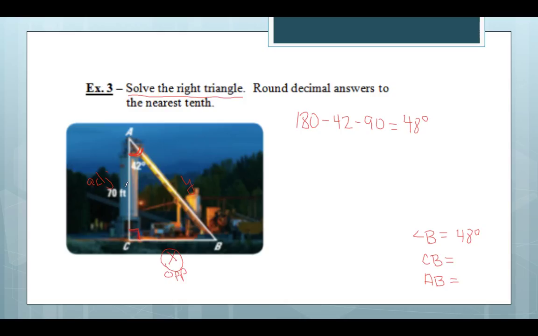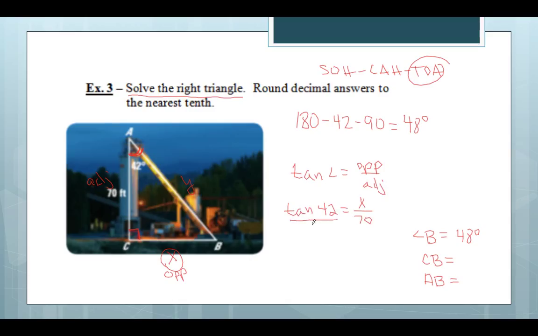So I'm dealing with opposite and adjacent. Well, if we go back to SOHCAHTOA, the tan function deals with the opposite and the adjacent. So I'm going to say the tan of the angle equals the opposite over the adjacent. I'm just simply writing out the formula. Well, the angle is known to be 42. So the tan of 42 is equal to the opposite, which is X, over the adjacent, which is known to be 70. Now this should look familiar because this is what we did in our last lesson. We're just using a trig function to find an unknown side length.